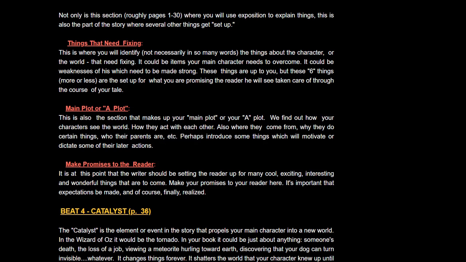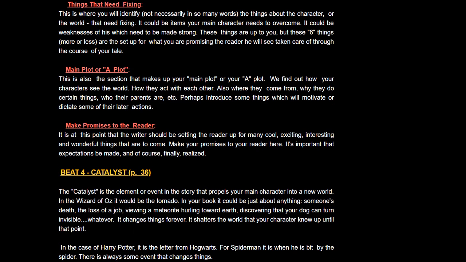Main plot, or A plot. This is also the section that makes up your main plot or your A plot. We find out how your characters see the world, how they act with each other, also where they come from, why they do certain things, who their parents are, etc. Perhaps introduce some things which will motivate or dictate some of their later actions.